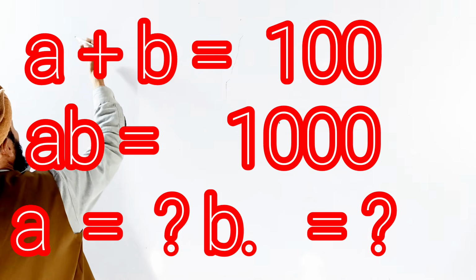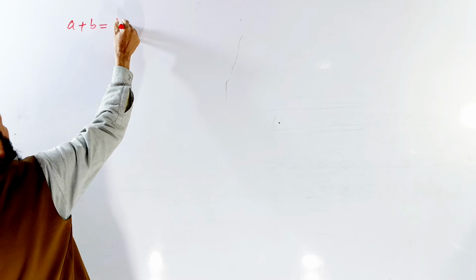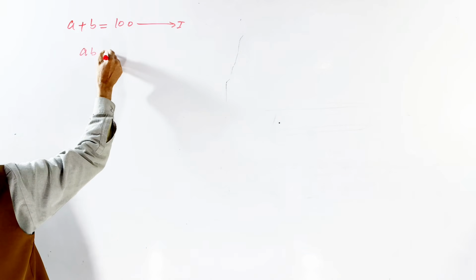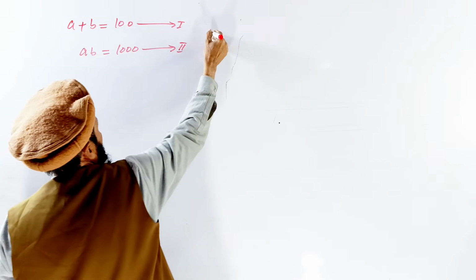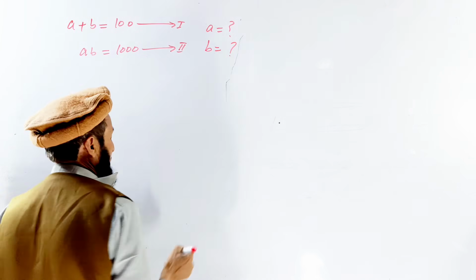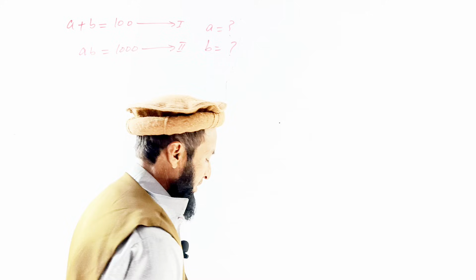We have a new question for you. This is a tricky question. Let's start. A plus B is equal to 100 and AB is equal to 1000. This is the second equation. What is the value of A and B from these equations? So this is a very tricky but very simple question.